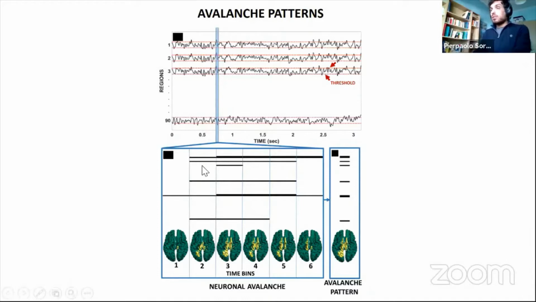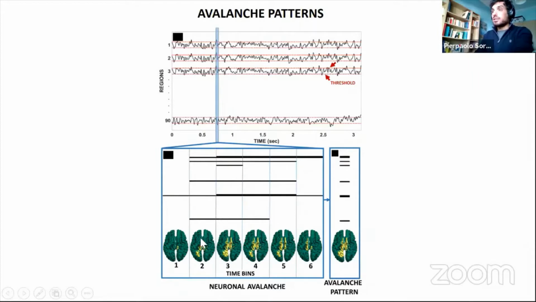So again, we now magnify one of the avalanches. This is, of course, like a toy cartoon, just to try to convey the technique itself. So you have one region gets activated in time, then more regions get activated, then more regions get activated, and then the avalanche fades out. I say here time bins because we bin the time series such as to have a branching ratio equal to 1. But again, this is not a fundamental detail for the purpose of this talk.